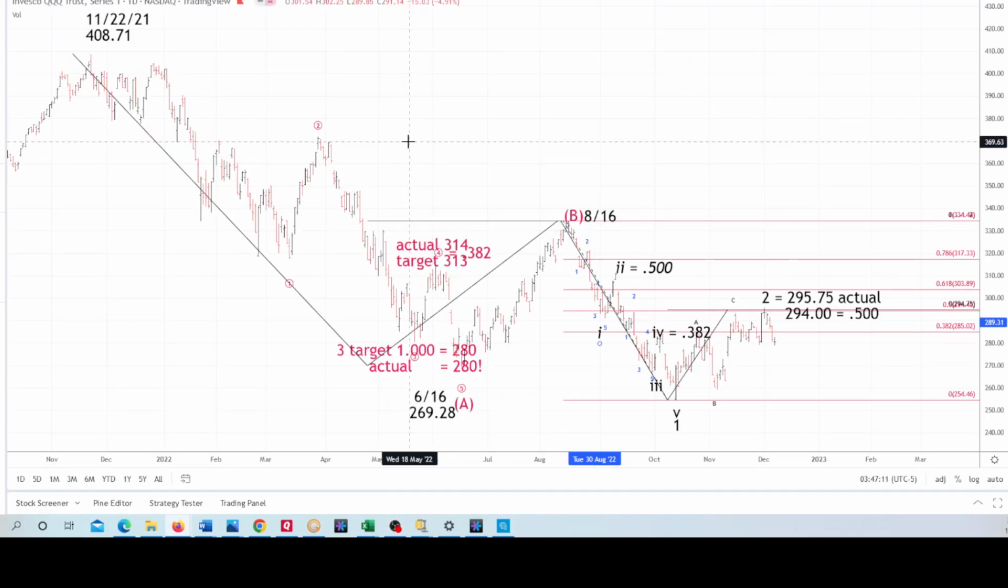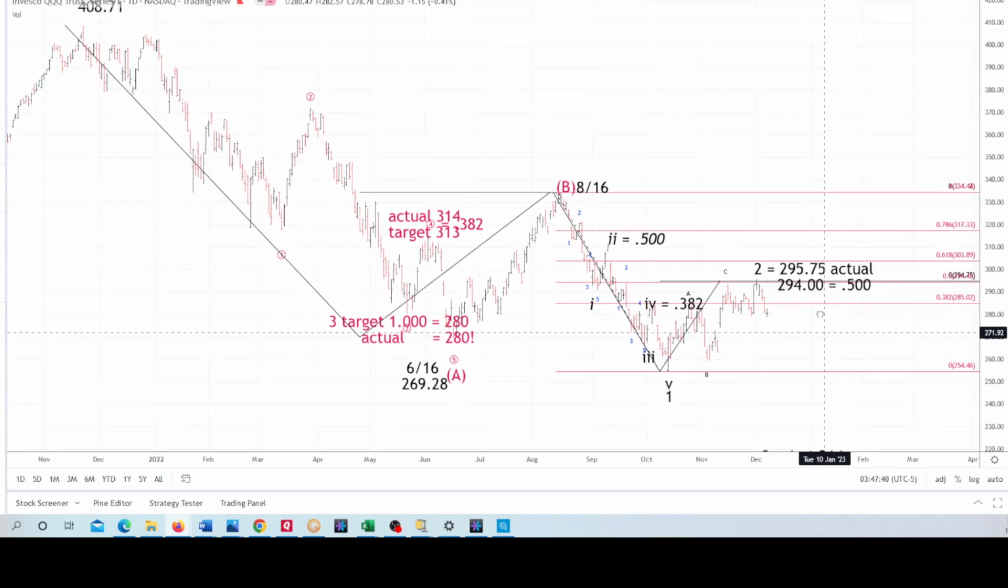Here we have the Qs. Remember, the Qs and NASDAQ topped in November of last year. This bear market is already over a year old and it's barely begun. But anyway, we have an A wave down here in June, a B wave up, a perfect retracement as far as time and price is concerned. One of C down, two up, was right near the perfect 50% retracement within less than 2 points.